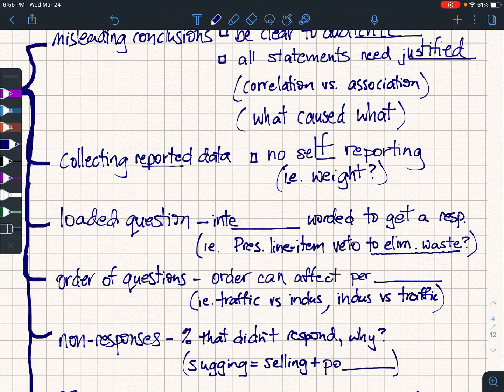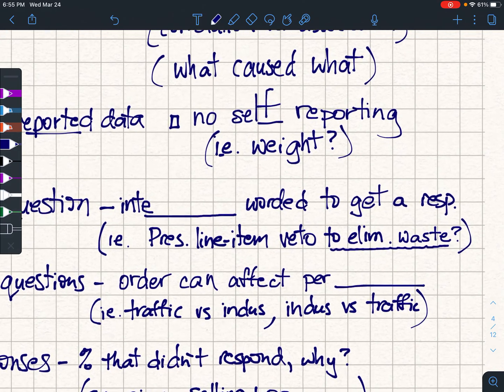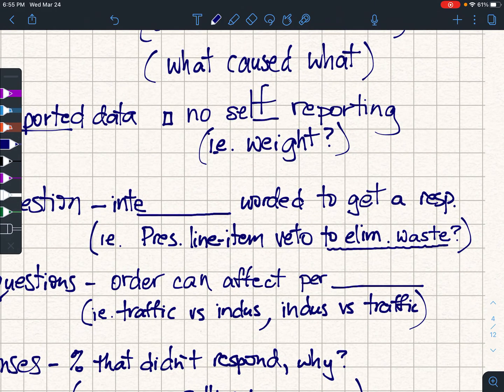For example, let's say you asked on a phone survey, should the president have a line item veto to eliminate waste? Well, when we add a phrase like eliminate waste, we're actually encouraging people to say, yeah, of course. Who wants waste? Well, does the line item veto necessarily eliminate waste, or does it just further emphasize the biases of our current president?